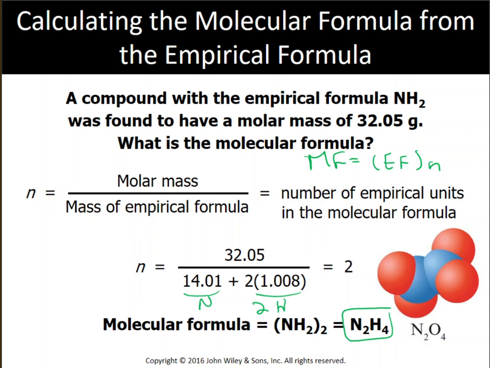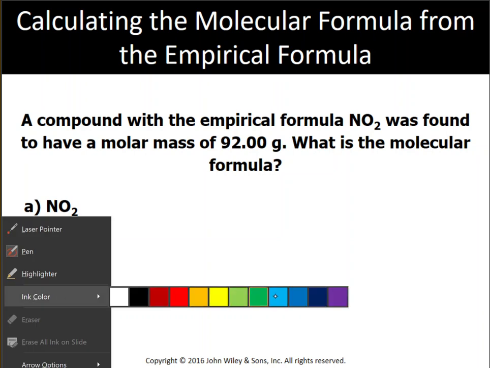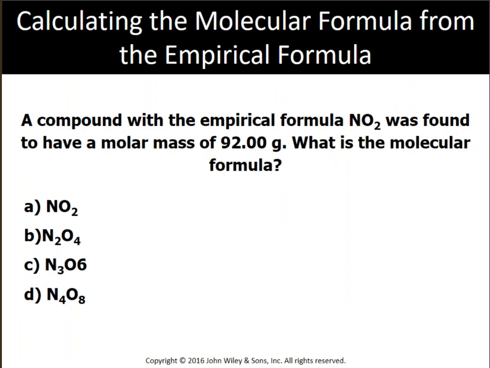So let's look at another example. A compound with the empirical formula of NO2 was found to have a molar mass of 92.00 grams. You want to find the molecular formula for this compound. So remember that empirical formula times N gives you the molecular formula. So in order to find the molecular formula, you need to find N.